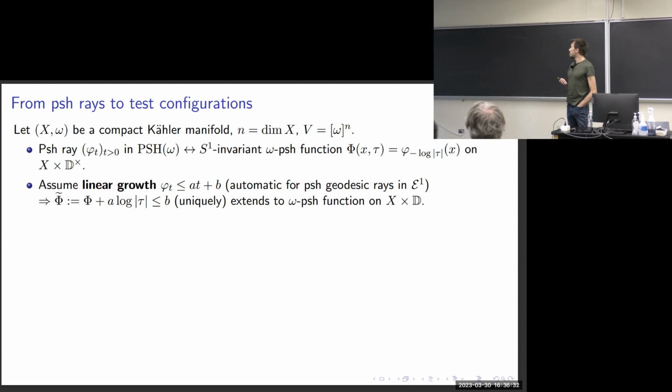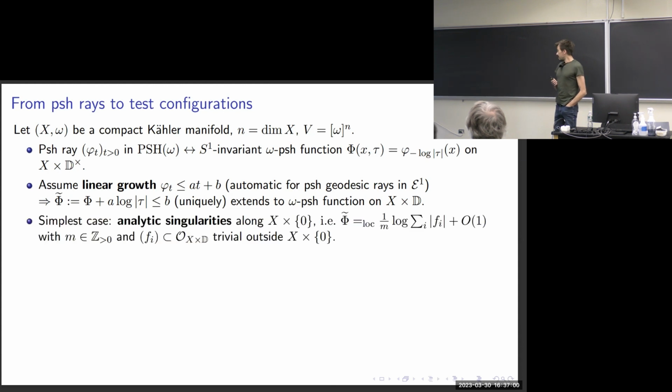Now we've got a bounded above PSH function away from a closed analytic subvariety. And PSH functions extend across such things almost for free. You just take some lim sup of the values and you get some unique extension of phi tilde to an omega PSH function on X times the whole disk. And of course, it's still S1 invariant. So we want to look at the singularities of this function.